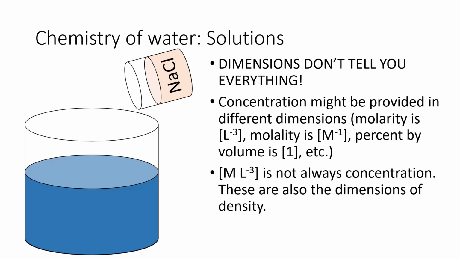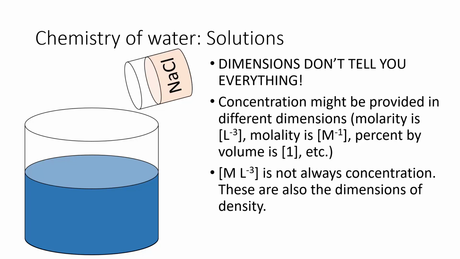So the dimensions aren't telling you everything. You have to know a mass of what, volume of what. Were you talking about the solute or are you talking about the solvent? Also, mass per volume is not always a concentration. Just because you know the dimensions doesn't mean you know what it is.